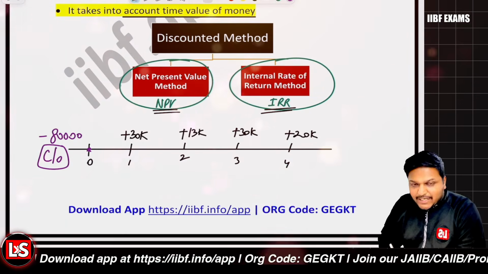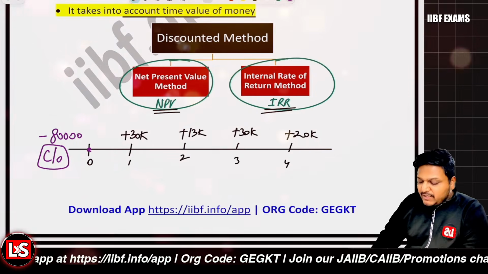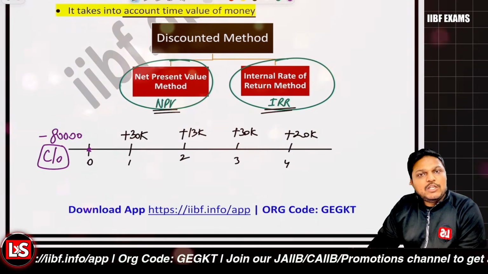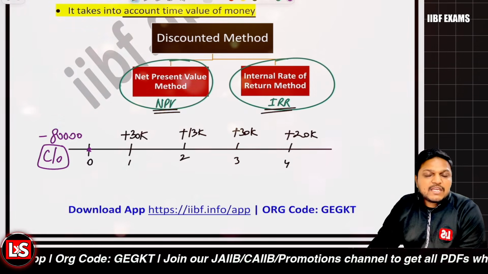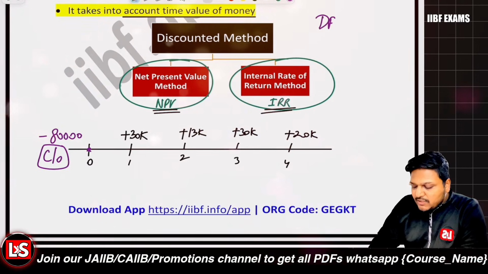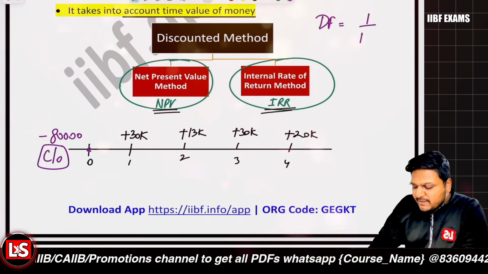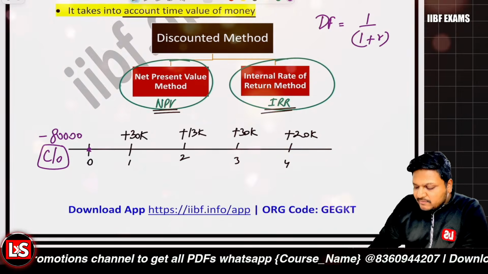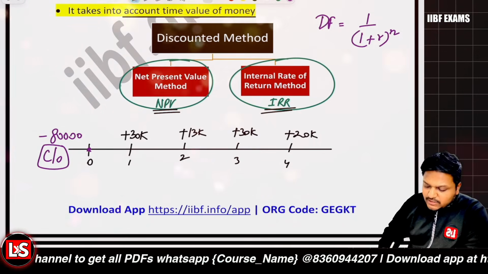Now we have to consider the time value of money. Like we discounted the value of the coupons that we received in the case of the bond, we discounted those values using the discounting factor. The discounting factor formula is 1 divided by (1 plus r) raised to power n. So we have to discount all these values.